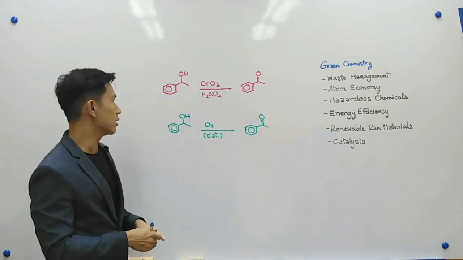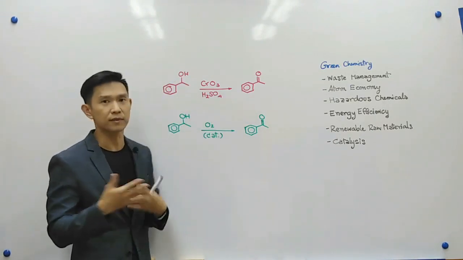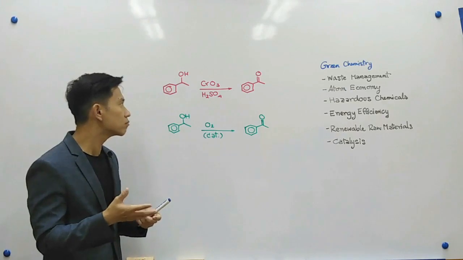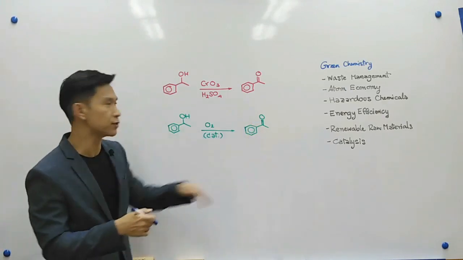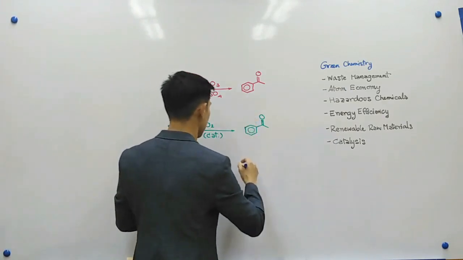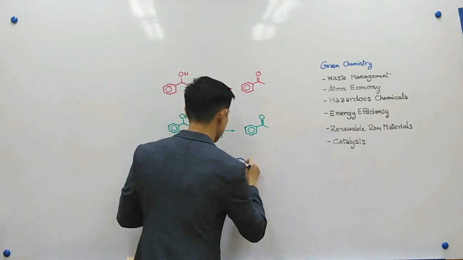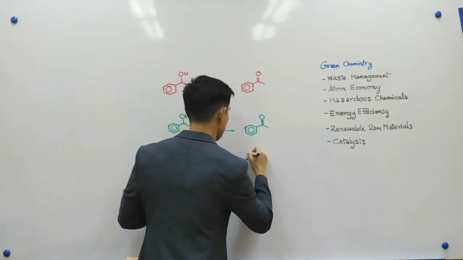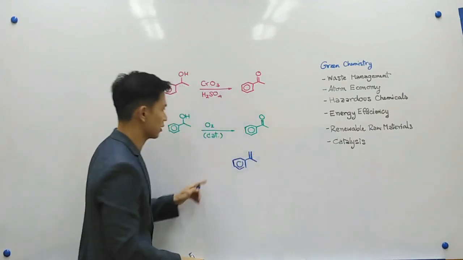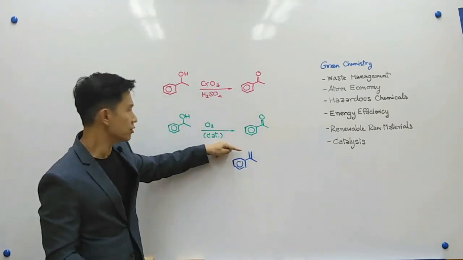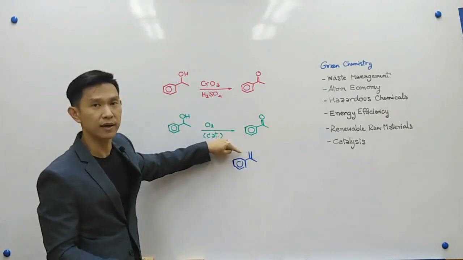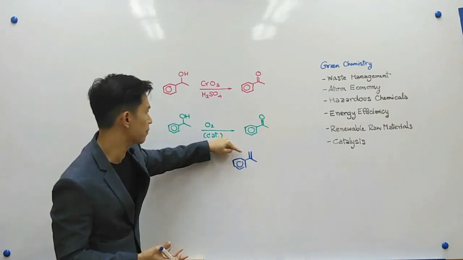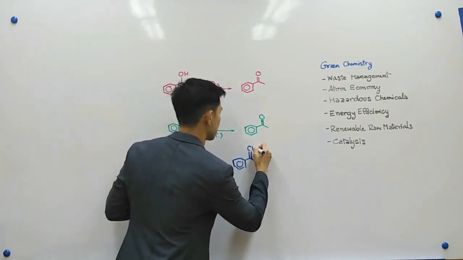Or if we talk about a similar reaction to produce this one, you can also make the reaction from, for example, this alkene. You can also oxidize this one by ozonolysis or something like that. But then you lose the CH2 part.